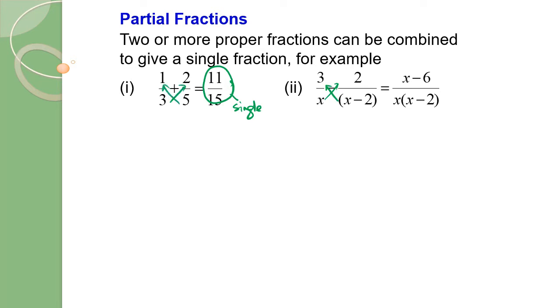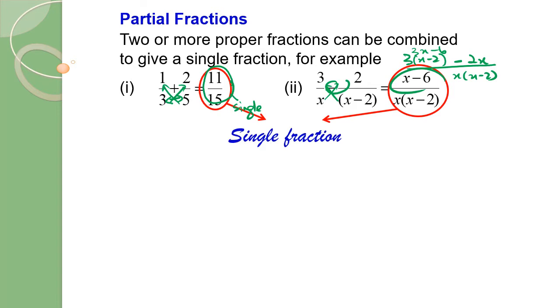So we have to cross multiply here, and then multiply each other. So we have 5 plus 6 equal to 11, and 3 multiplied by 5 is 15. And then for the second one, we have 3 multiplied by x minus 2, and then minus 2 multiplied by x, and then divide by x of x minus 2. If we simplify here, we have 3x minus 6 minus 2x, which is x minus 6 over x multiplied by x minus 2. So this is from partial fractions into a single fraction. Many fractions into one single fraction. This is the single fraction.